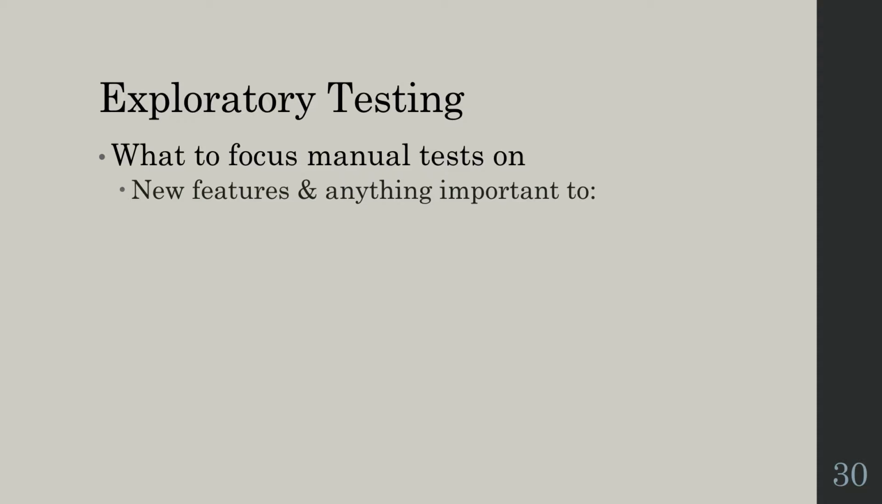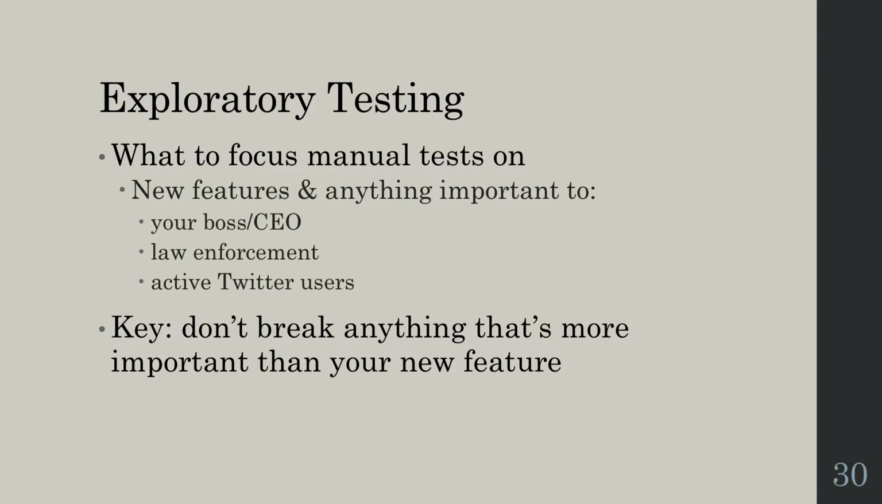So exploratory testing. It's one of two kinds of manual testing people think about when you talk about manual testing. And I think it's pretty important to focus manual tests, especially for busy software developers, on a limited scope. So test anything new and anything that's important to your boss, law enforcement, and active Twitter users. So anything that's going to get your job in trouble, your company in trouble, or the big boss really angry. So really, the big key is don't break anything that's more important when you're working on something.